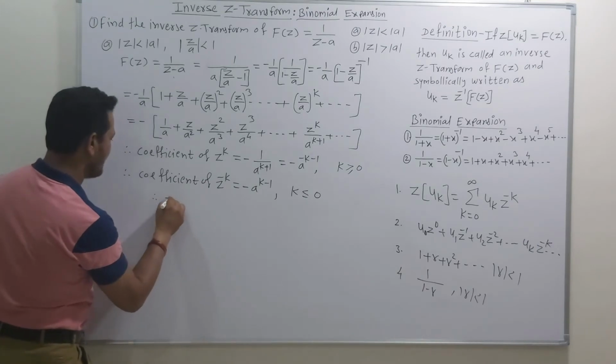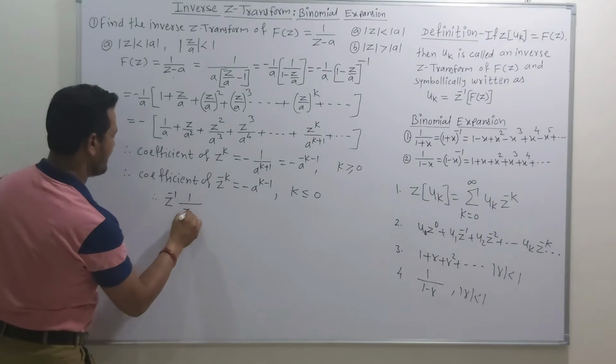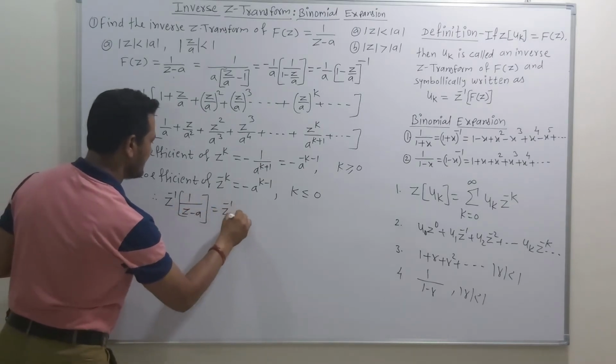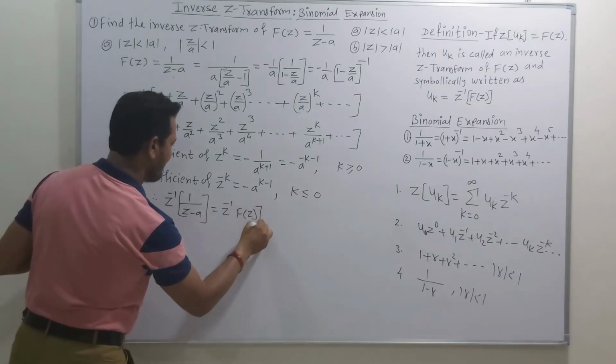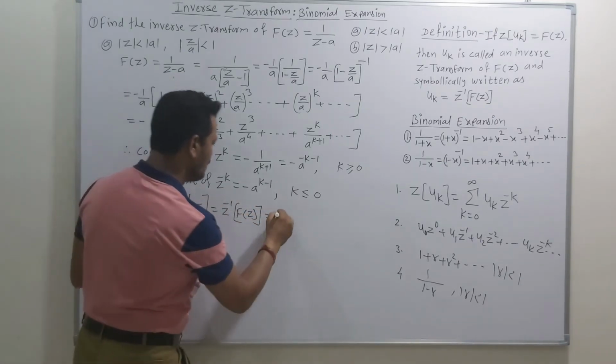So therefore we can write this as the inverse z transformation of 1 upon z minus a, or the inverse z transformation of f of z, which is equal to the value of the sequence uk.